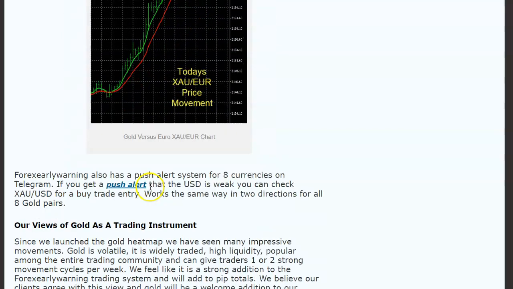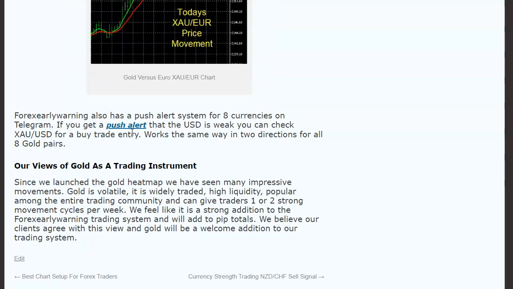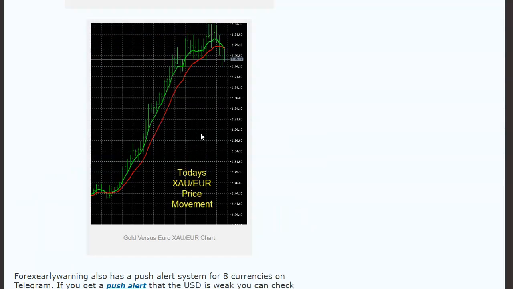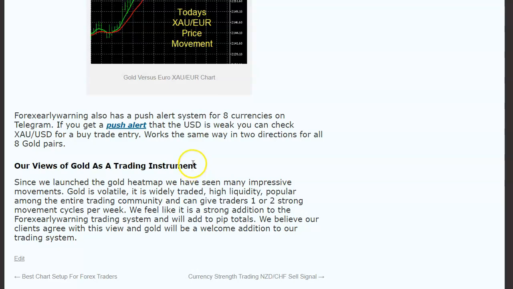So now you can monitor the market with price alerts, the news calendar, and verify your trade entry on the best pair to trade, gold against the weakest asset on the gold heat map. Also, we send out push alerts. You can learn about them here. If we send out a push alert that the US dollar is weak or strong, you can check gold versus the US dollar for a buy or sell trade entry and verify it with the heat map.